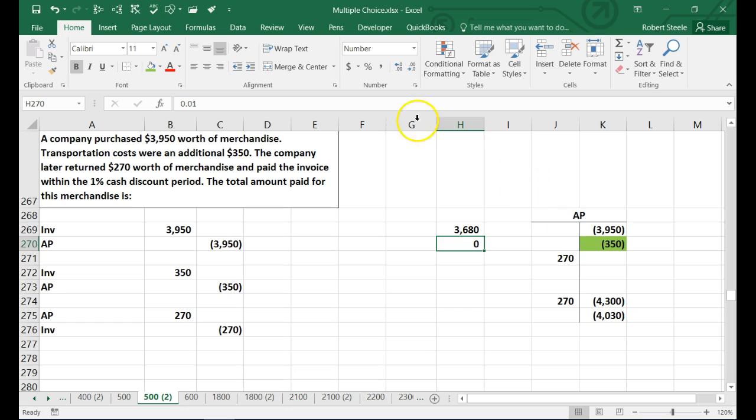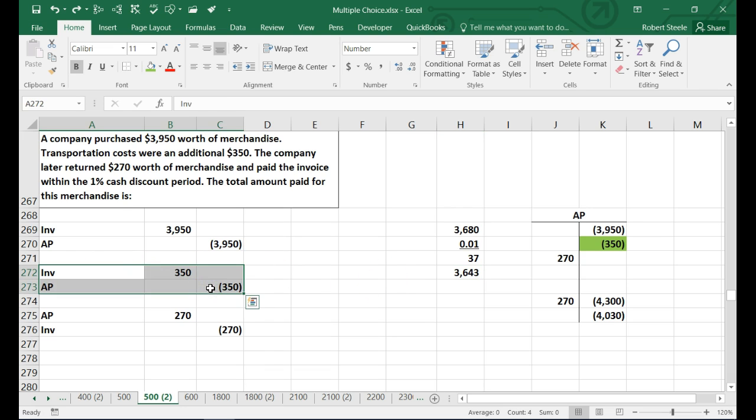And if I put my cursor there, home tab, increase, and I'm going to go ahead and underline that. And if we multiply that out, it's the 3680 times the 1%, giving us 37. So 37, and that means that we're actually going to pay then this 3680 minus the 37 there. And that's how much we would pay before the freight. So that's how much we would pay not including the freight.